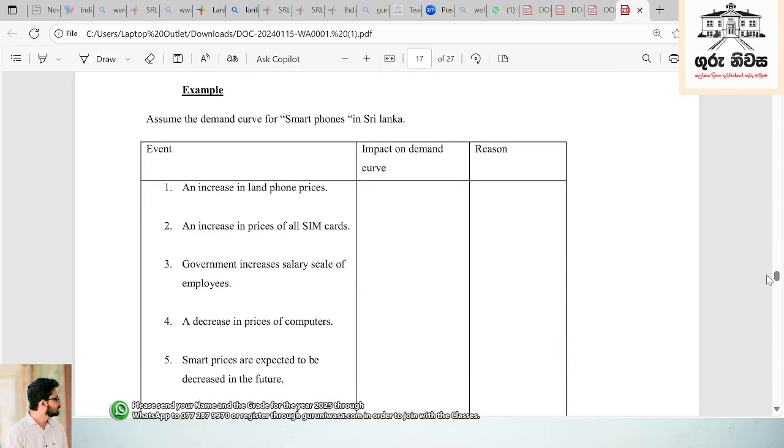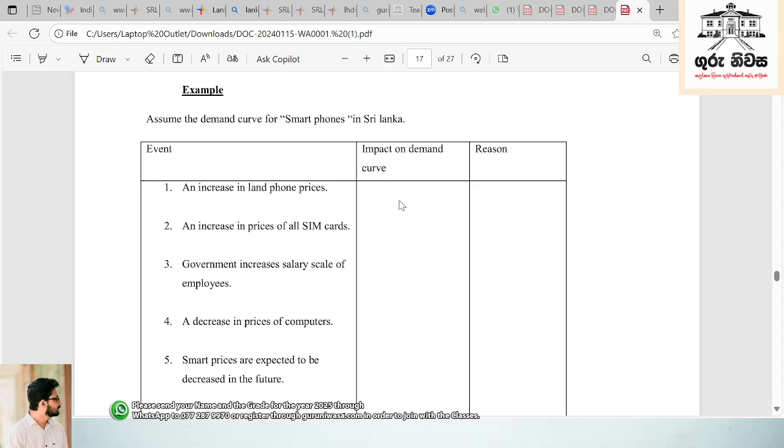Right. Next one. Example, assume the demand curve for smartphones in Sri Lanka. My concern good is smartphones. I'm talking about demand for smartphones. First one, an increase in land phone prices. Land phone prices are so expensive, but just think like land phones and smartphones are substitutes, right?